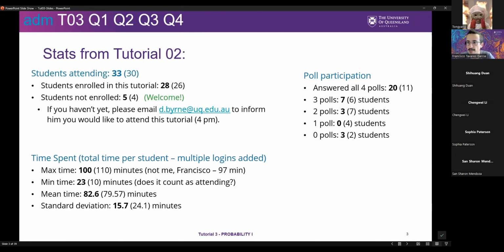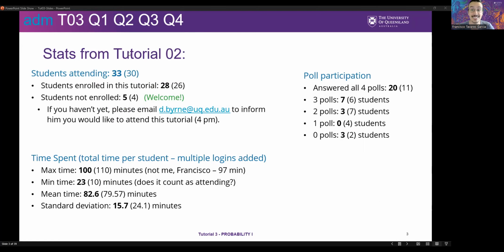I'm not planning to do it every week, but I'll do it once again. Statistics from tutorial 2: we had a few more people, 33 students compared to 30 on the first one, so it's a little improvement, with 28 enrolled and 5 not enrolled. For the ones that haven't applied to switch tutorial or haven't talked with Dominic yet, please do so. Some people might drop the course, and maybe some spaces will be available. I can see there are 5 people on the wait list to join this 4 p.m. tutorial, but people have until the 18th to drop, so there might be some spots opening up beginning next week.